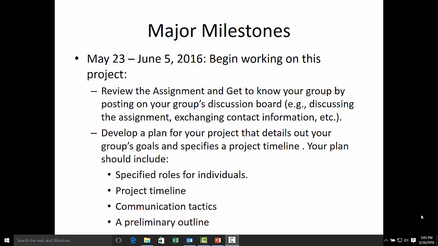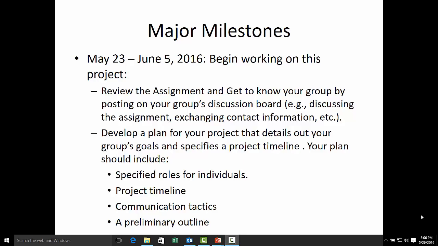Finally, I want you to have a preliminary outline of the paper. This should break down the topic into subtopics, and each person in the group should be responsible for some subtopic in your paper. You can start looking at your topic by examining it in your textbook. Look at the table of contents, look at the index, go to those areas and figure out what are the major areas that you'll want to be covering in terms of your research and your write-up.